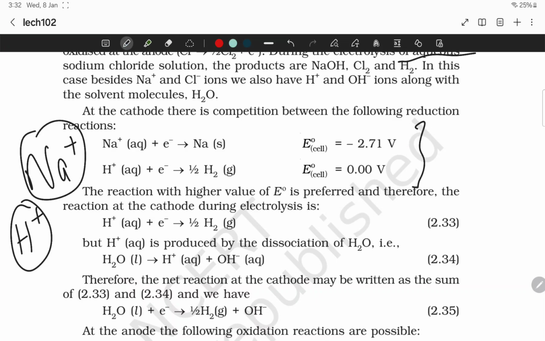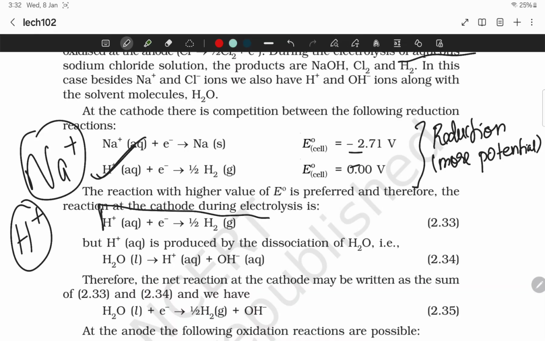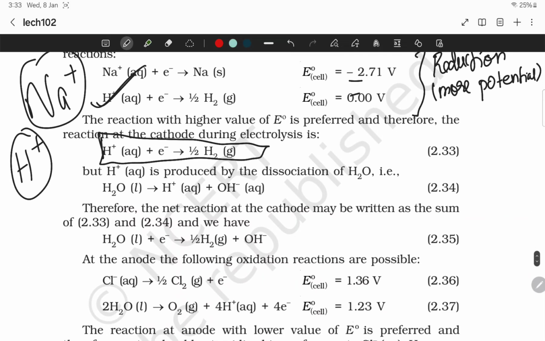The problem here is there are 2 compounds, Na+ and H+, and there's a competition between Na+ and H+ to go to the cathode. Cathode means reduction is happening. Reduction means the one with more reduction potential gets reduced first. Who has more, minus or this? For sure hydrogen has more. Therefore hydrogen gets reduced. That is H+ plus 1 electron gives half H2. We get the reaction.